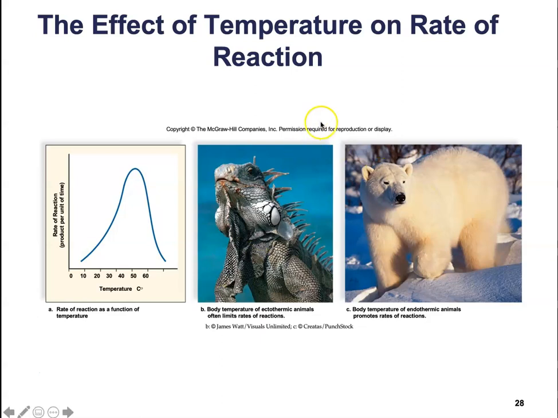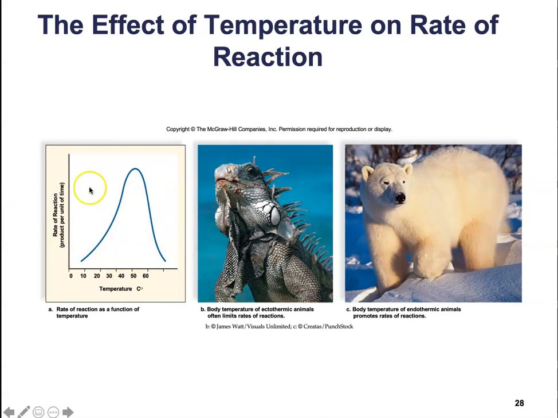So this is basically showing you here, if you look at temperature, as it increases, the reaction rate gets higher. However, you get to a certain point where that reaction rate will drop. And why? Because at that point, those enzymes start to denature, and once they're denatured, there's no function at all. You can see just past 60 degrees, basically the enzyme has been denatured.